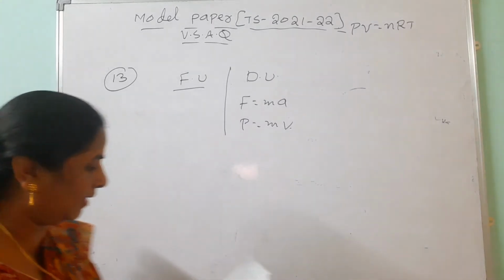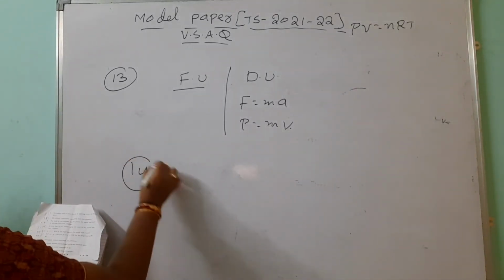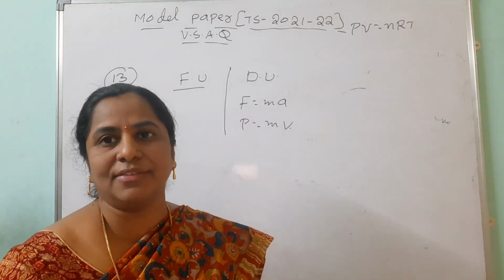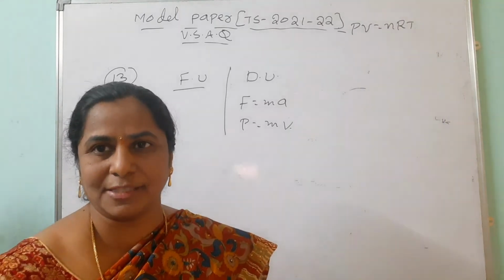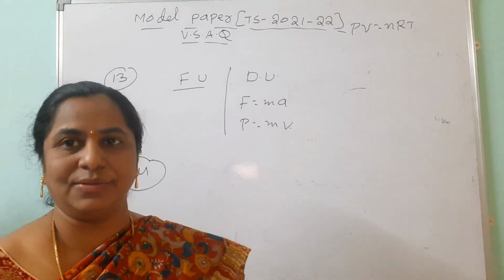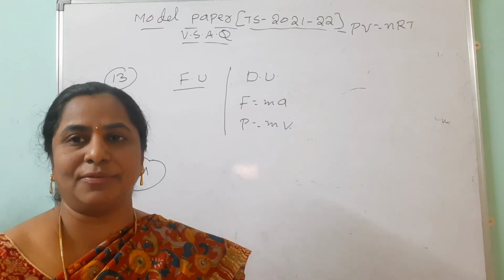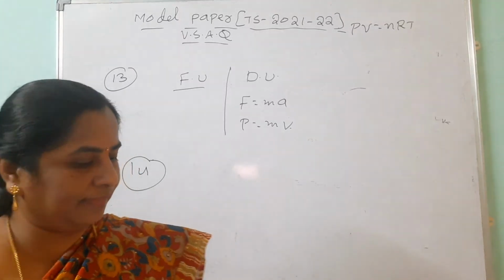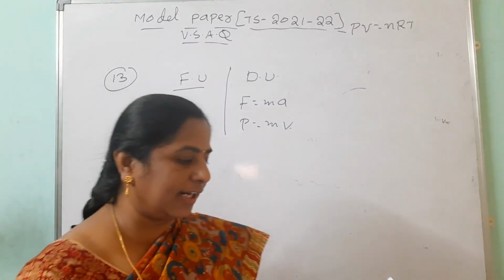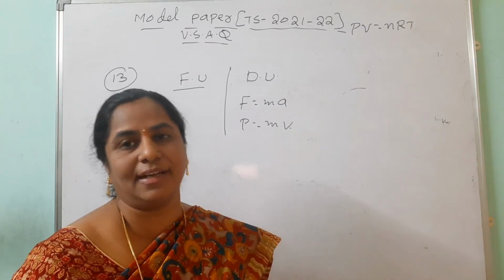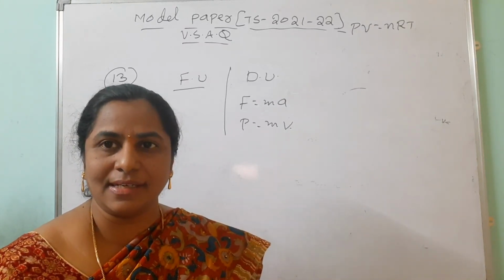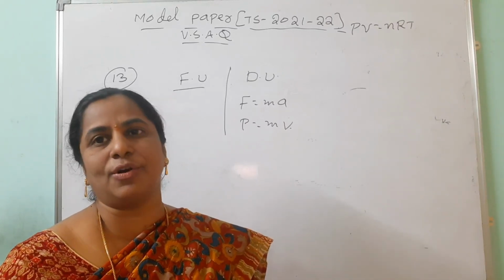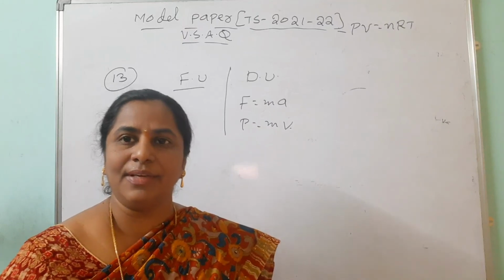Then our 14th one is, express unified mass unit in kgs. First of all, for small elementary particles, we express in AMU, atomic mass unit. 1 AMU equals how much? 1.66 into 10 to the power of minus 27 kgs. Then the last one is, what are the fundamental forces in nature? You know that there are 4 fundamental forces. One is the gravitational force, second is the electromagnetic force, third is the strong nuclear force, and fourth is the weak nuclear force.